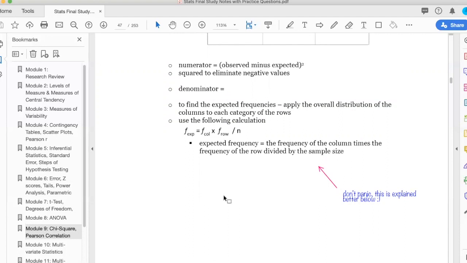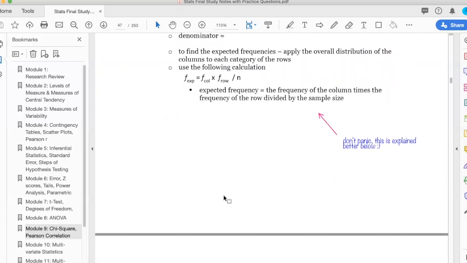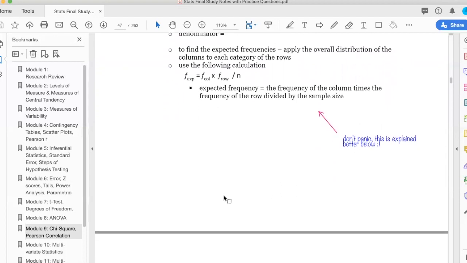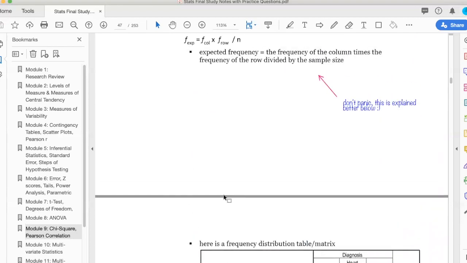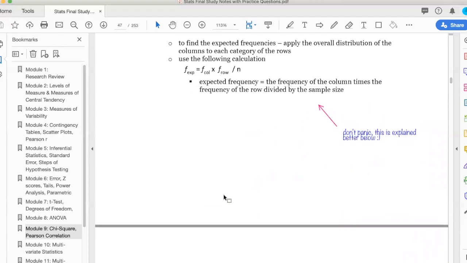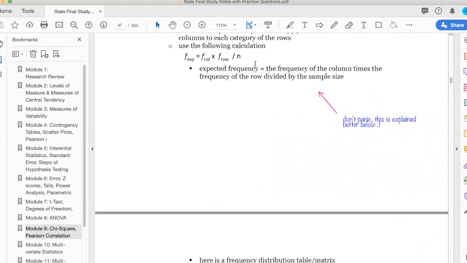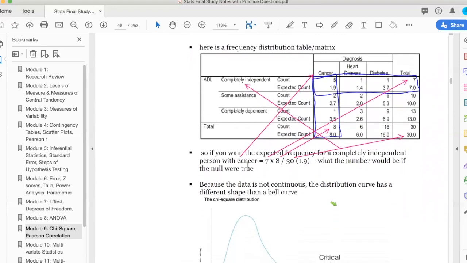So this is all going to be explained better, but you want to find the expected frequencies. You want to know what would be normal, right? I know this looks confusing, but it's because it didn't make sense to me and I needed to make it make sense. The expected frequency is the frequency of the column times the frequency of the row divided by the sample size. Don't panic. Let's explain it down here, okay?